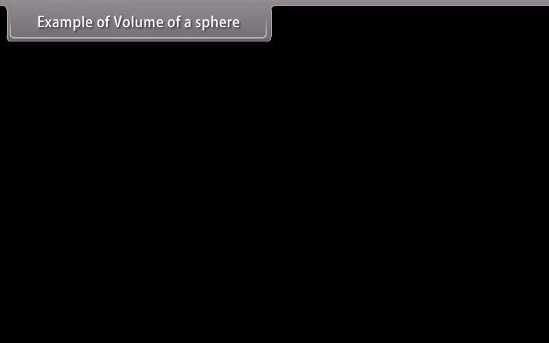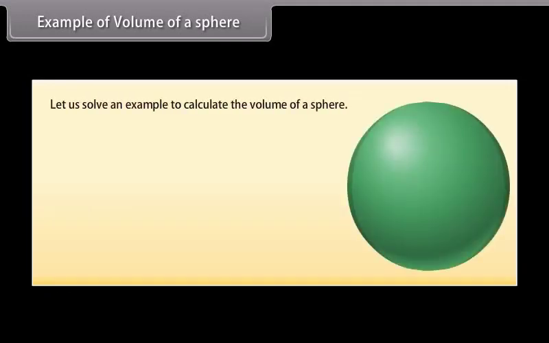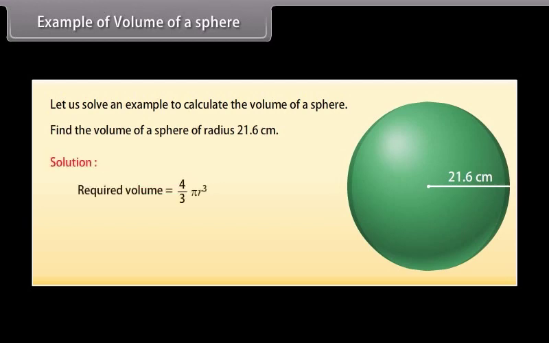Example of volume of a sphere. Let us solve an example to calculate the volume of a sphere. Find the volume of a sphere of a radius 21.6 centimeter. Solution. Required volume is equal to 4 upon 3 pi r cube, which is equal to 4 upon 3 into 22 upon 7 into 21.6 into 21.6 into 21.6 centimeter cube, which is equal to 4230.34 centimeter cube.